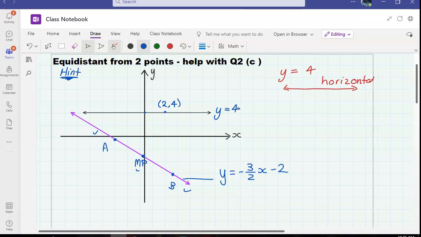So R, now it's equidistant. So this point is equal distance from A and B.